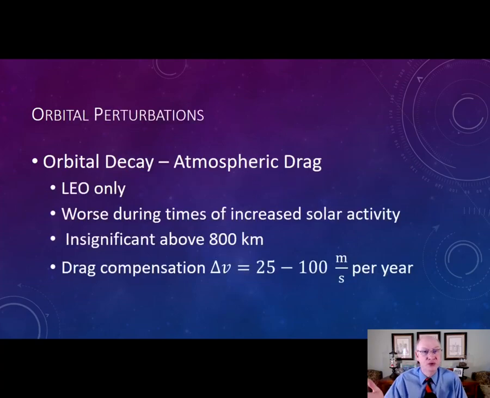Orbital decay, also known as atmospheric drag, primarily affects satellites in low Earth orbit, typically those that have an altitude of 800 kilometers or less. Above an altitude of about 800 kilometers, atmospheric drag is not much of a problem. It's not really very significant.